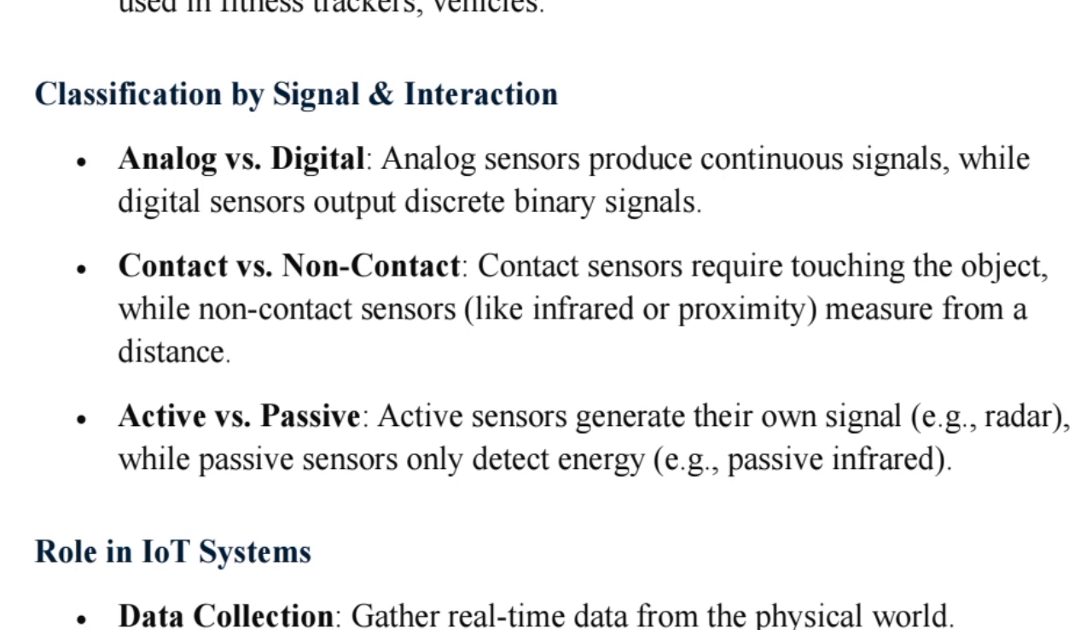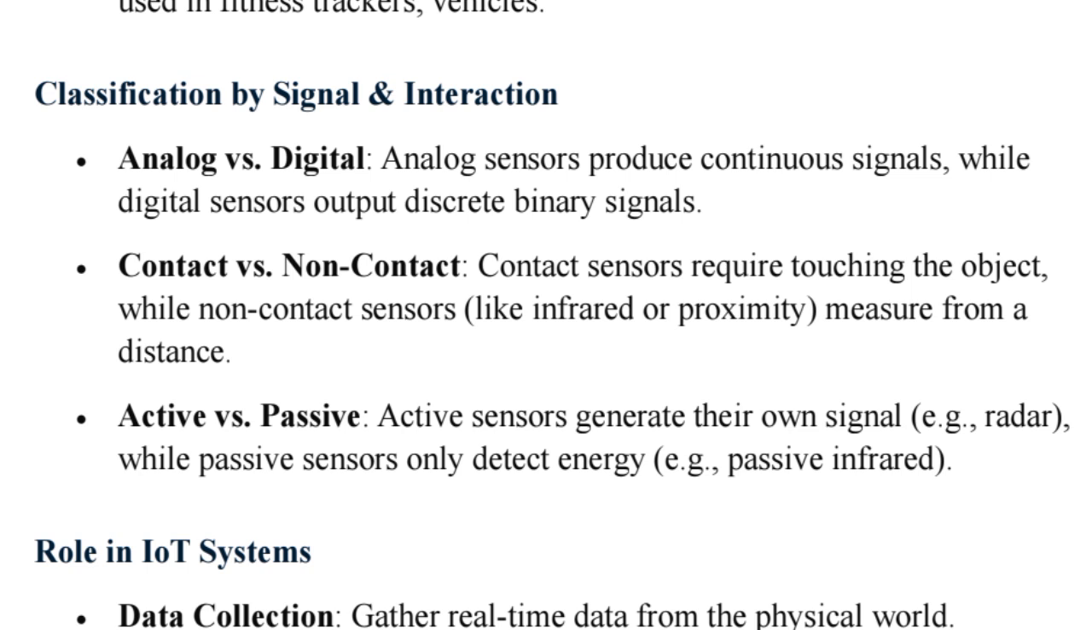The first one is analog and digital. Analog sensors produce continuous signals, whereas digital sensors produce discrete binary signals. Suppose you want to measure a continuous process; for that we use an analog sensor. For example, if you want to measure the sunlight throughout the day, we can use an analog sensor. And if you want to measure individualized data or sampled data, we can use a digital sensor.